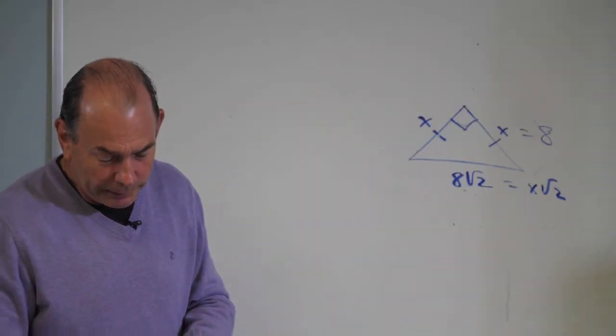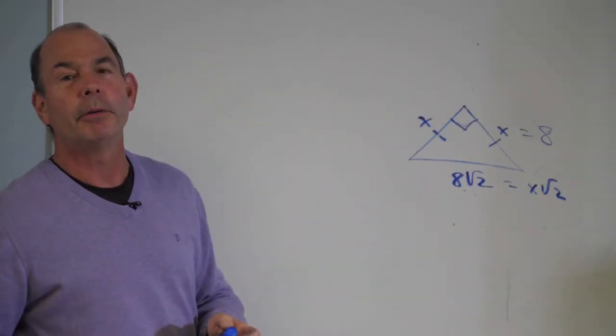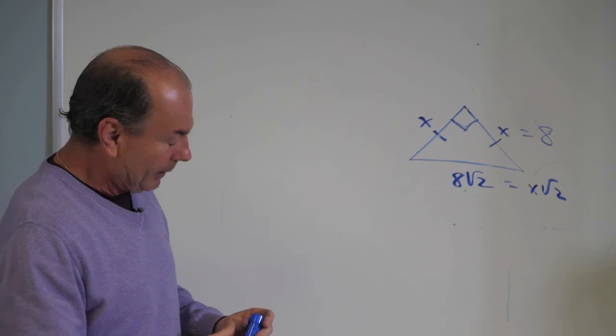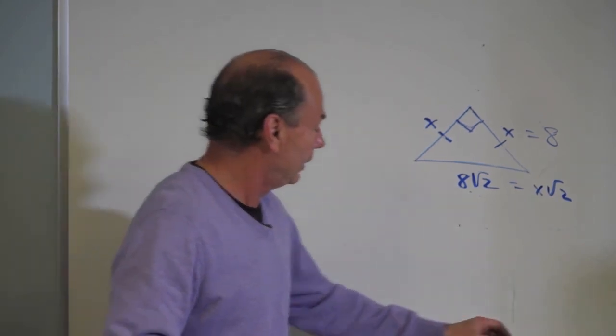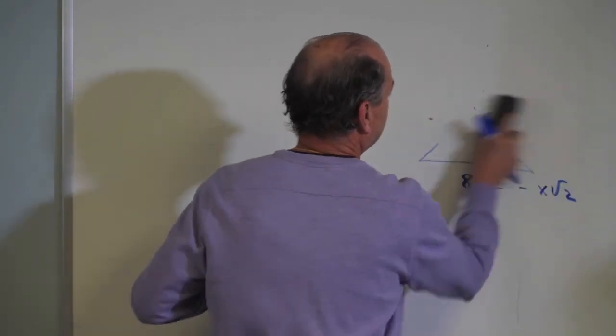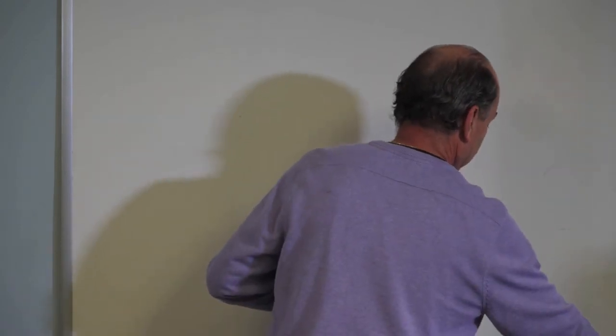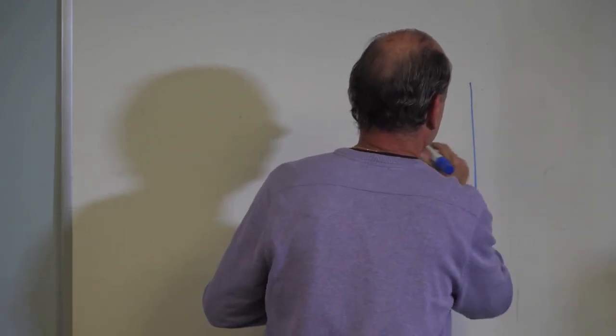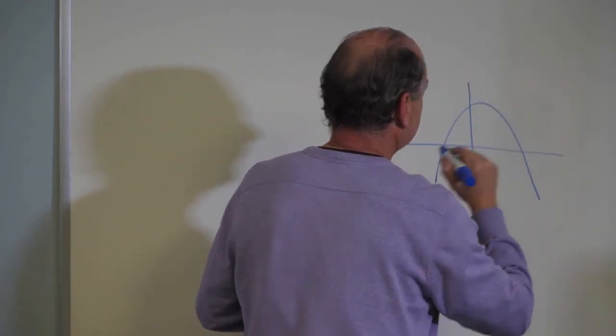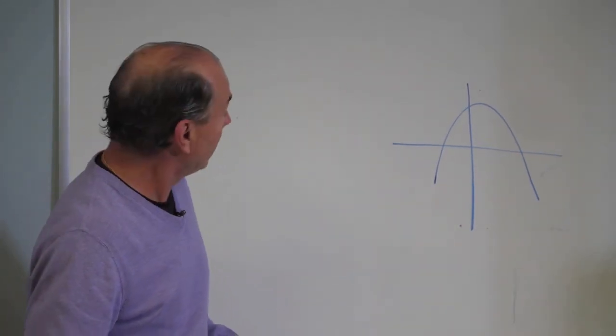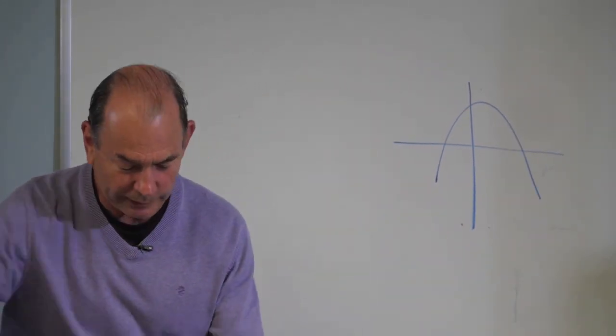Okay, number 28. I love number 28. How come? Because it looks so hard and yet is so simple. All right, so you've got a parabola. It looks roughly like this. Okay, and here's the question. Looks very, very hard. Sounds very, very hard.